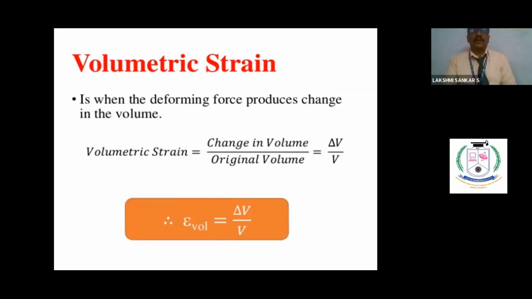Okay. Then you come to the volumetric strain. Volumetric strain is nothing but change in volume divided by original volume. When we apply force in 3 dimensions, a change in volume is noticed. That change in volume in meter cube divided by original volume will give you volumetric strain.